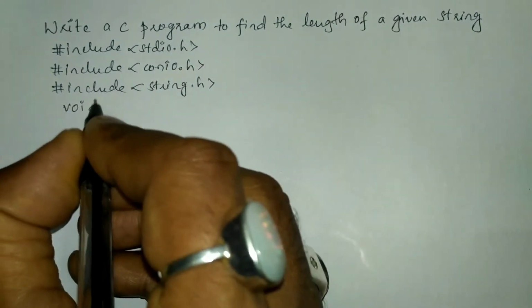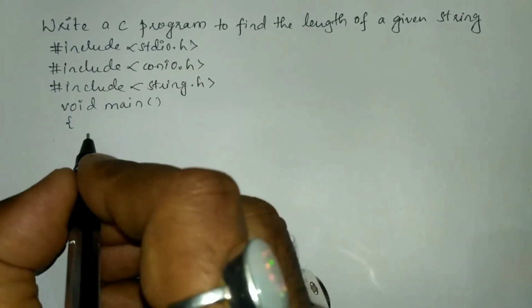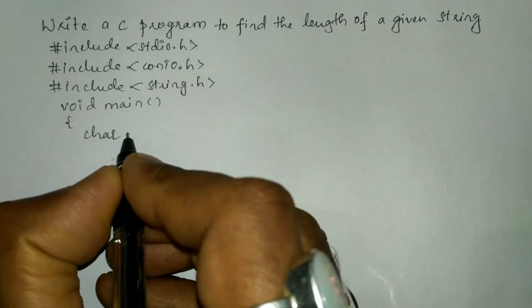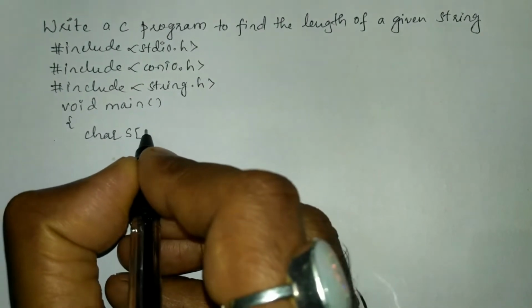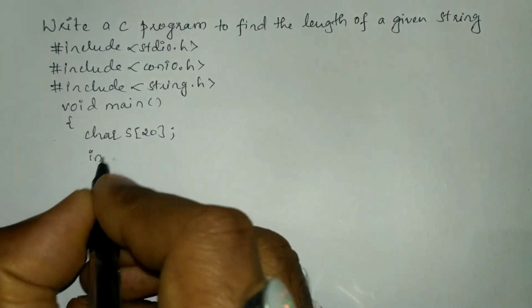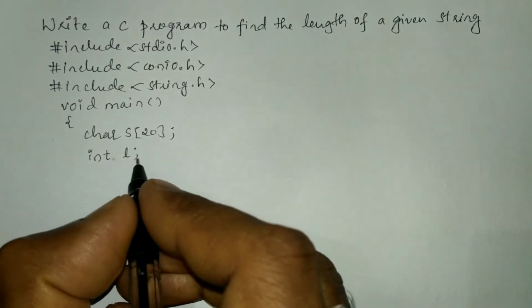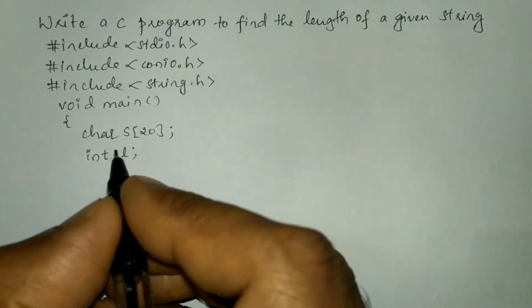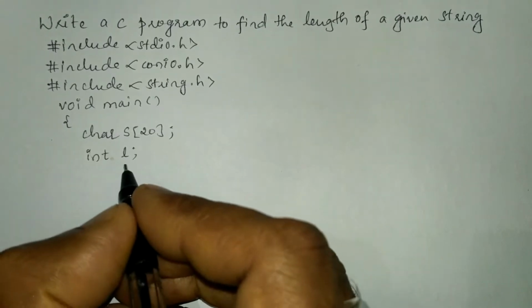Now we are going to write void main function curly open brace, and here I'm going to declare a string or array of characters. So s of 20 for example, and now I'm going to declare one more variable called int l. So that is going to hold the length of the string. So here length of the string means the number of characters present in the entered string.